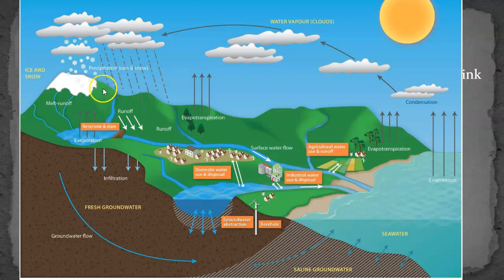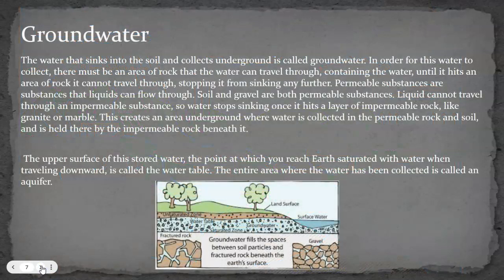And once it hits the ground, that runoff is going to go into these rivers, as you can see, and some of it's even going to sink into the ground. That's where we get our groundwater from. And it just keeps going. Now, groundwater is super fascinating because the water that sinks into the soil and collects underground is what we call groundwater. And in order for water to collect, there has to be an area of rock that the water can travel through, containing the water until it hits an area of rock it can't go through, stopping it from sinking any further.